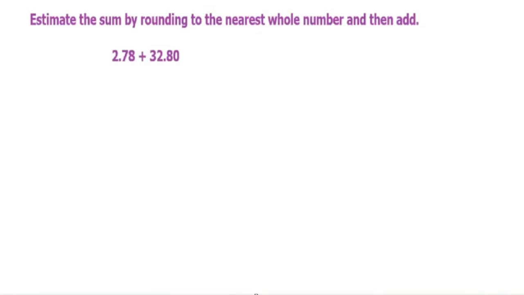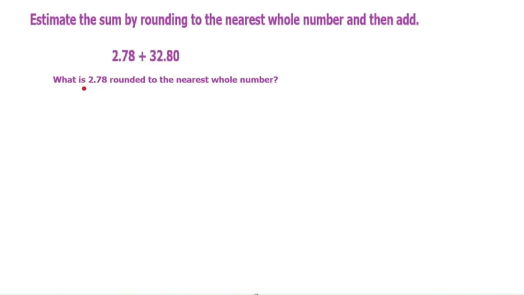In this video, we're going to estimate by rounding, and the numbers we're going to estimate have decimals in them. So if we have a problem like this that says, estimate the sum by rounding to the nearest whole number and then add, and we have 2.78 plus 32.8. So round to the nearest whole number. I'm going to do this in detail, and at the end, I'll show you how to do it pretty quickly. But you need to understand the detail first.